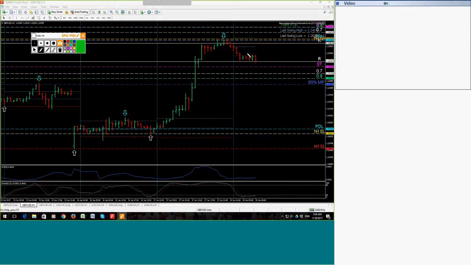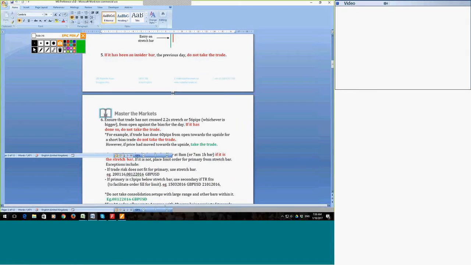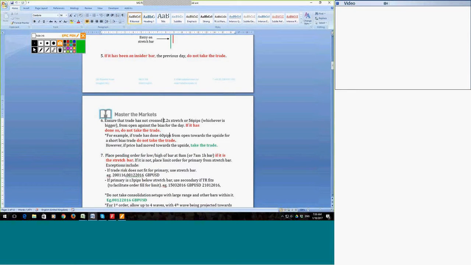Now the stretch, usually what we have you do is do it for 56 pips from the open, right? But today has breached that. But do remember, inside the crib sheet, what we have mentioned is it can either be 56 pips or 2.2 times the stretch, whichever is bigger. As you see over here, I've written this point over here: 2.2 times stretch or 56 pips, whichever is bigger. This is what we are looking at.